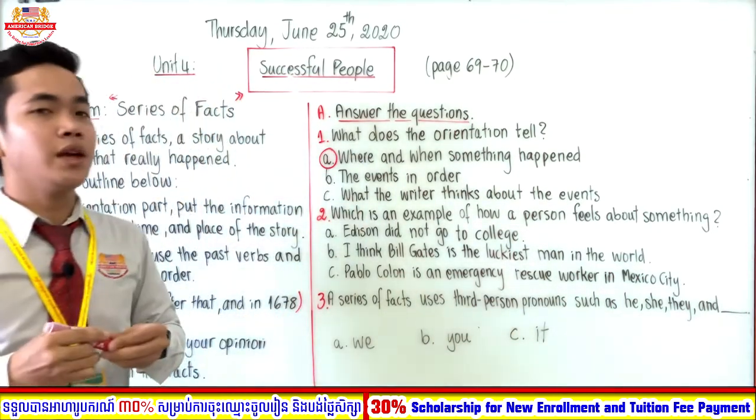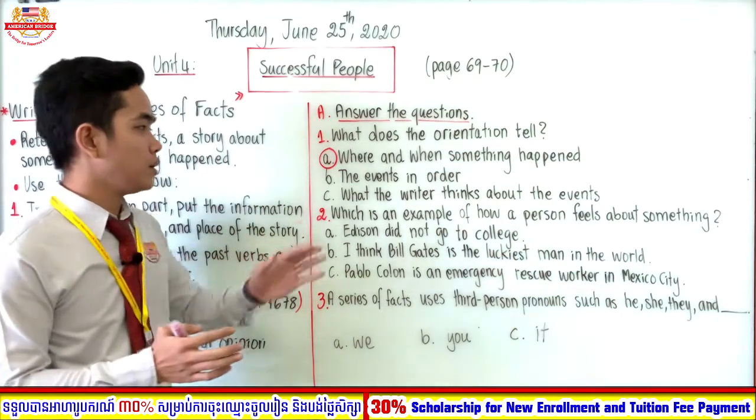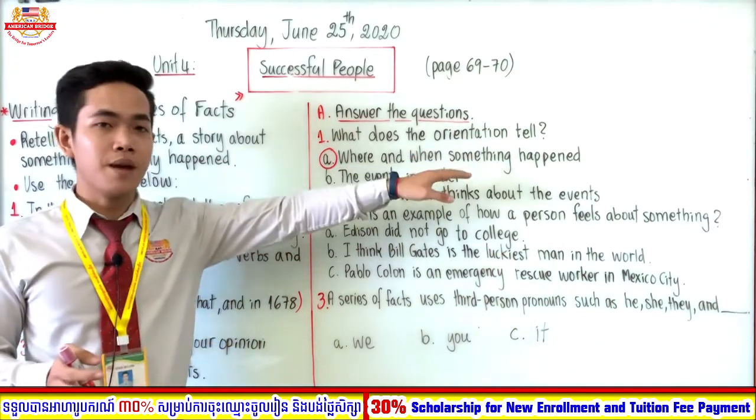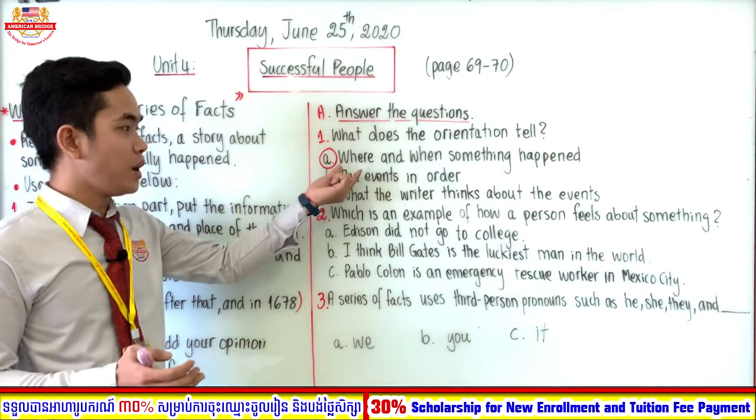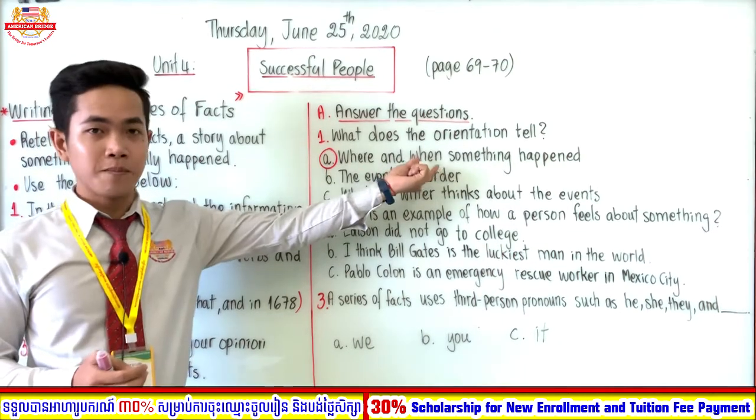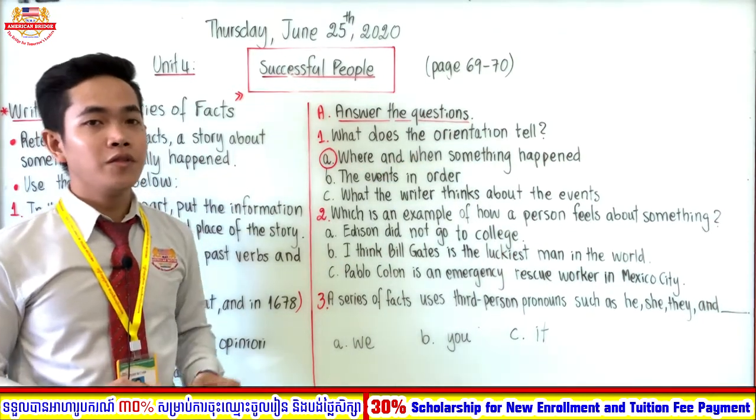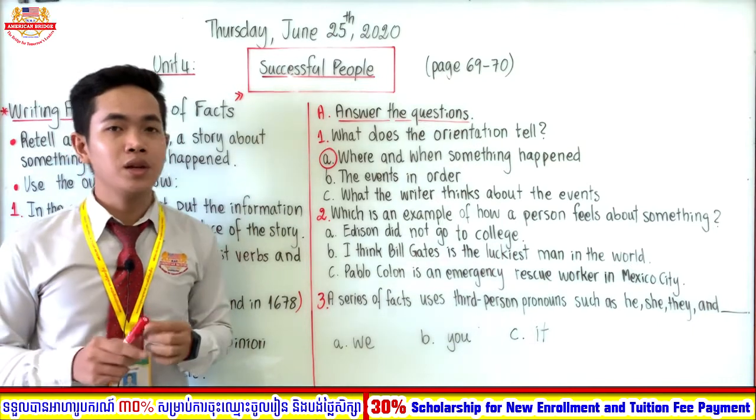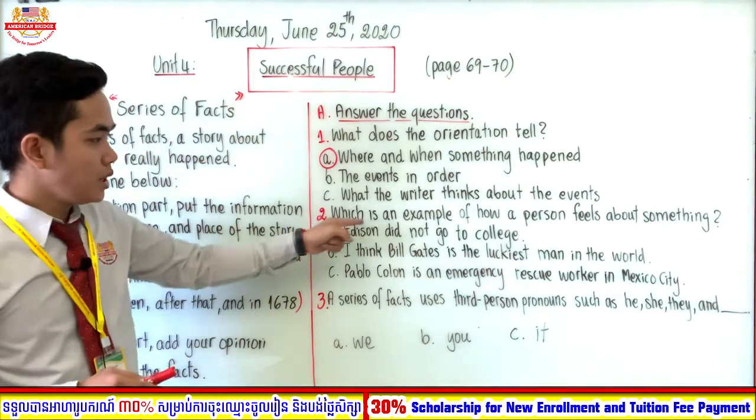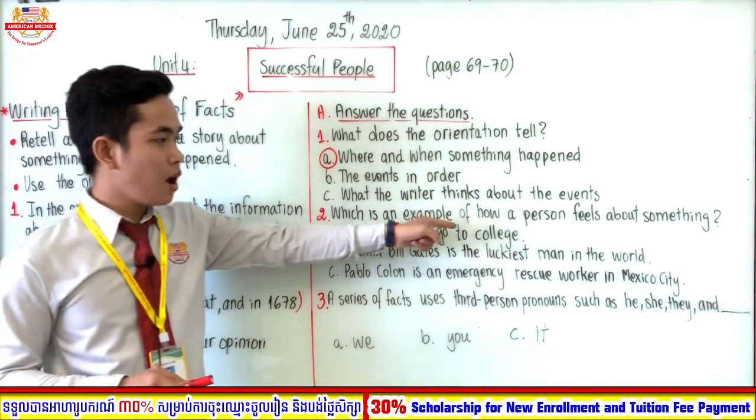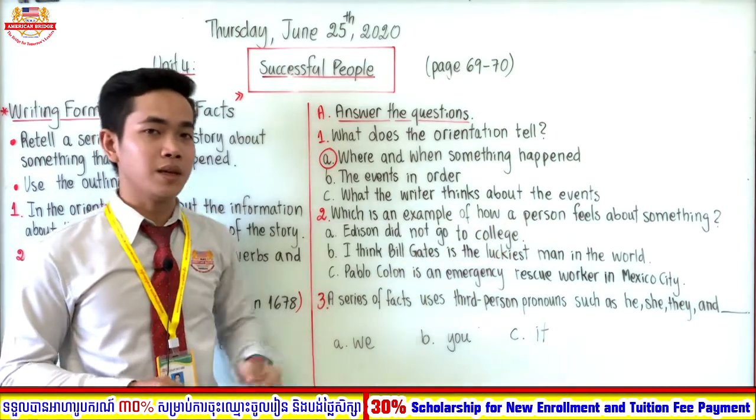So the orientation tells about where and when something happened. Okay, it is about the place, about the time, right? Okay, now let's move to our second question. Question 2, which is an example of how a person feels about something.